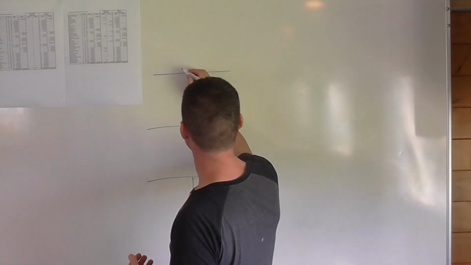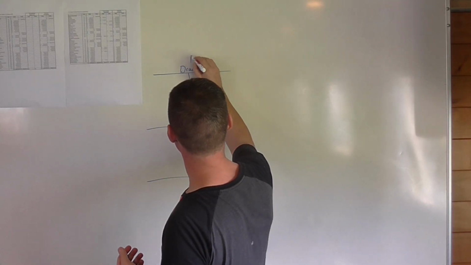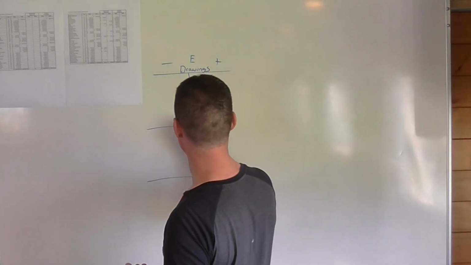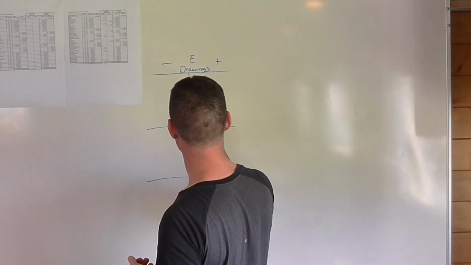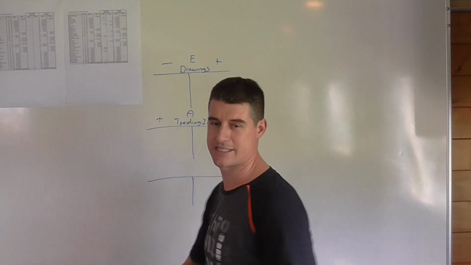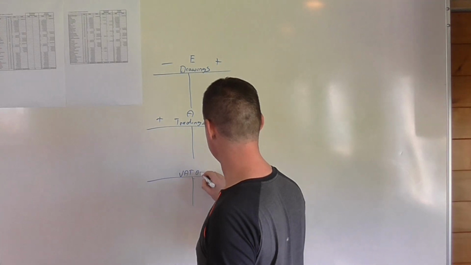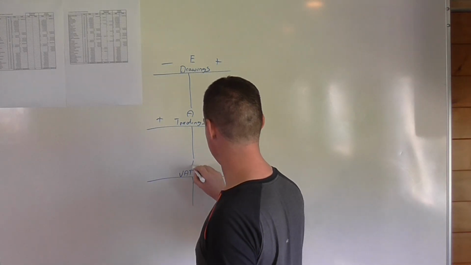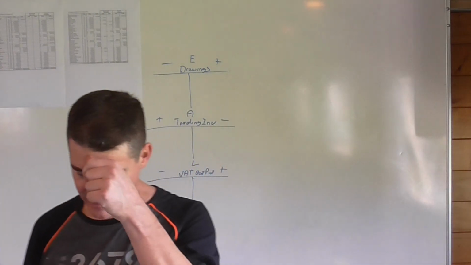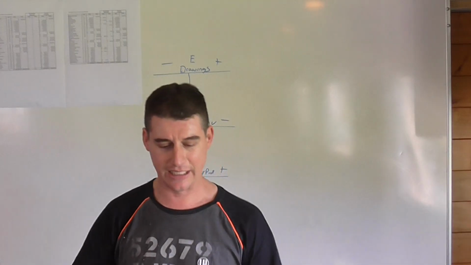First of all, you're going to use drawings, which is an equity minus plus. Then trading inventory, which is an asset plus minus, and then VAT output, which is a liability minus plus. So they give us the amount of 5578.82, which is a selling price including VAT.